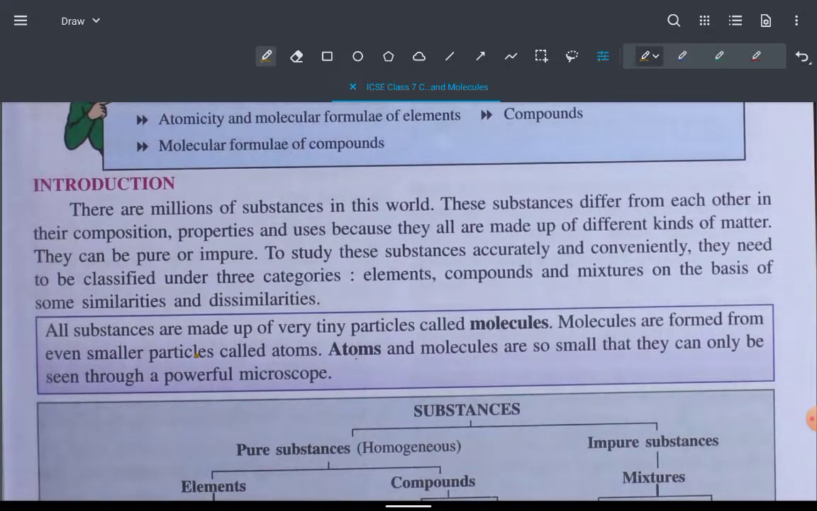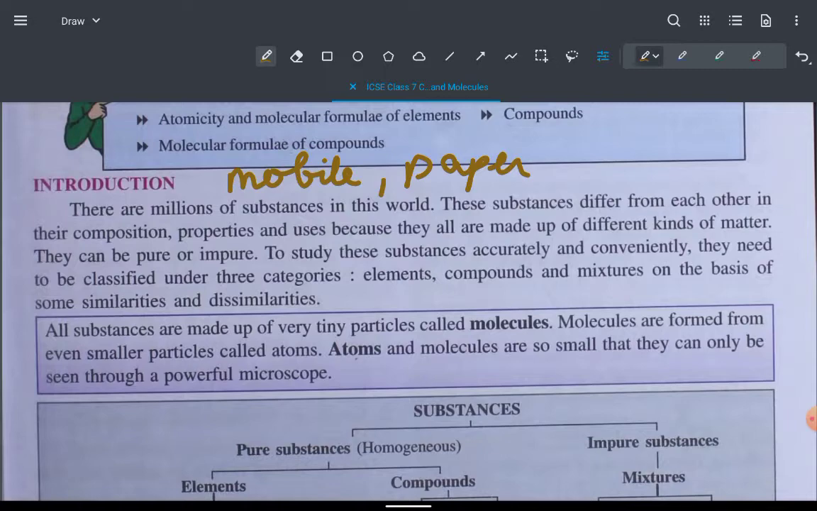First of all, let us know what these atoms and molecules are. There are millions of substances in the world, and all the substances are different, right? If you look around, maybe you are seeing this video on your mobile phone, that is made of a certain thing. Then you have a paper in front of you, that is made of a different thing. So everything around you is made up of different things, and what they are made up of are elements, compounds, and maybe mixtures of them.